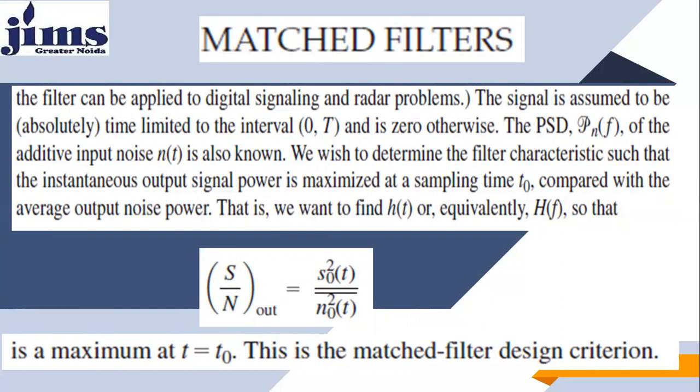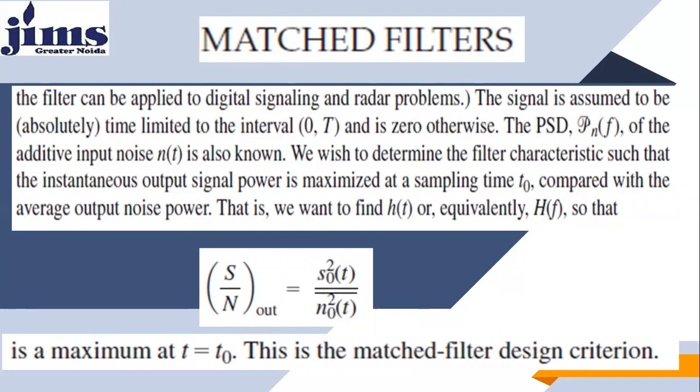Now, this filter can be applied to digital signaling and radar problems. There are various uses of this matched filter in electronics and communication engineering. It is also used in radar systems, digital signaling, and digital communication. The signal is assumed to be time limited to the interval 0 to T. When we say signal, actually we say pulse; signal and pulse have the same meaning. So the signal, or pulse, has a time interval of 0 to T.